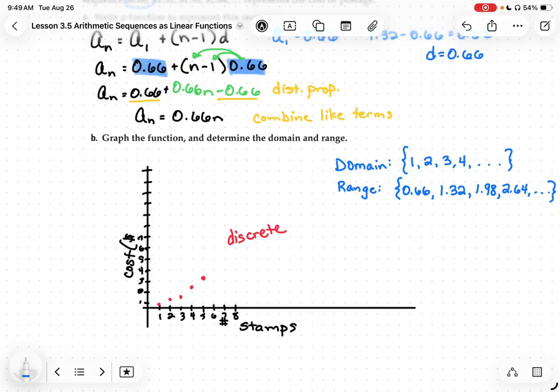So the domain is the number of invitations or number of stamps or whatever. It's the same thing. We'll just say number of stamps because that's what we labeled it. Number of invitations would be fine too. And the range is going to be the cost of the postage.